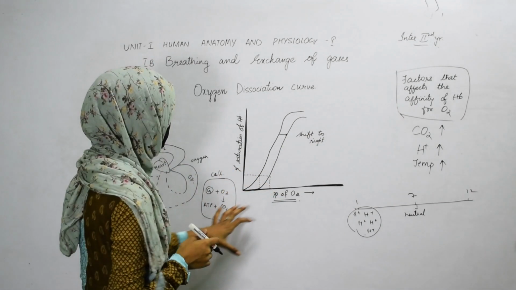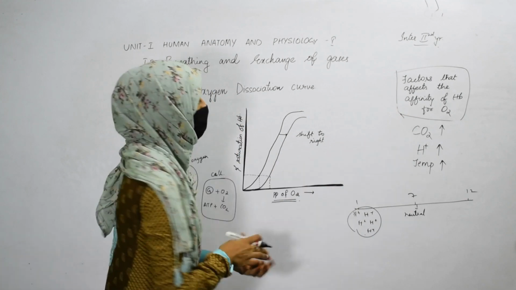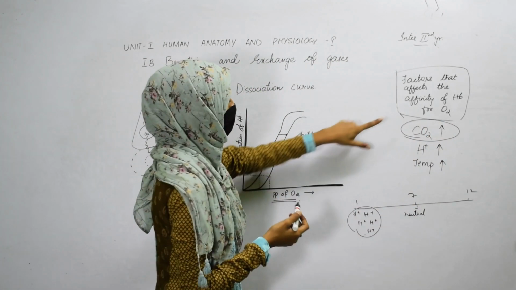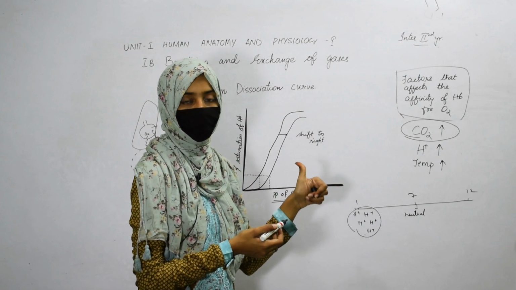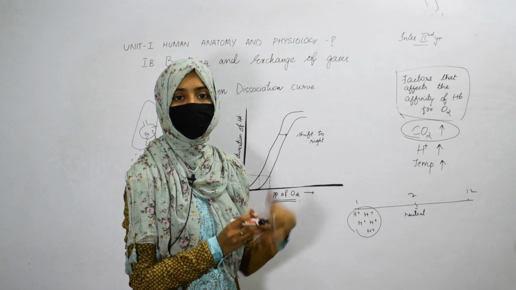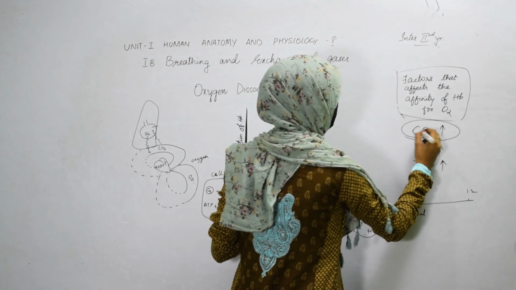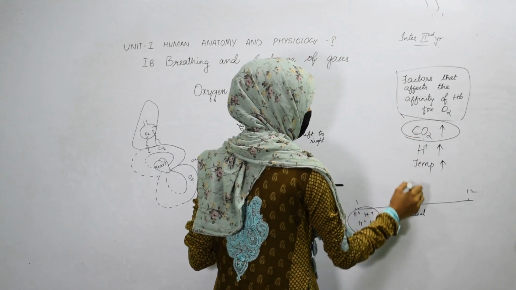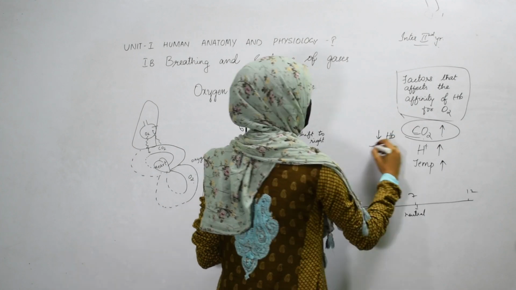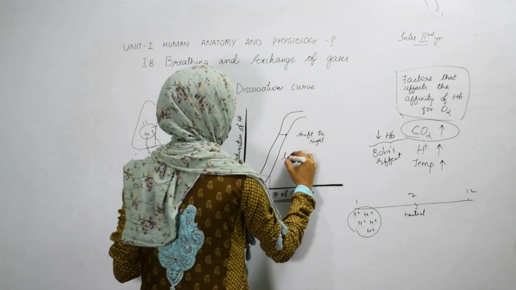Why does the partial pressure of oxygen increase? It is due to the release of carbon dioxide from the cell. As the carbon dioxide percentage increases, as the carbon dioxide goes and binds to the hemoglobin, the partial pressure of oxygen in the tissues increases. This increase in carbon dioxide that decreases the affinity of hemoglobin for oxygen is called Bohr's effect, and this can be seen in our tissues.